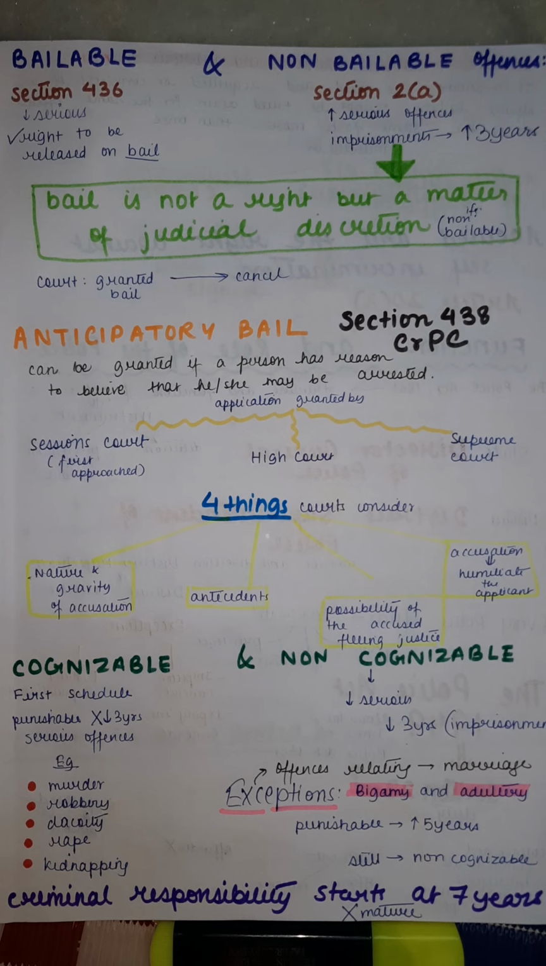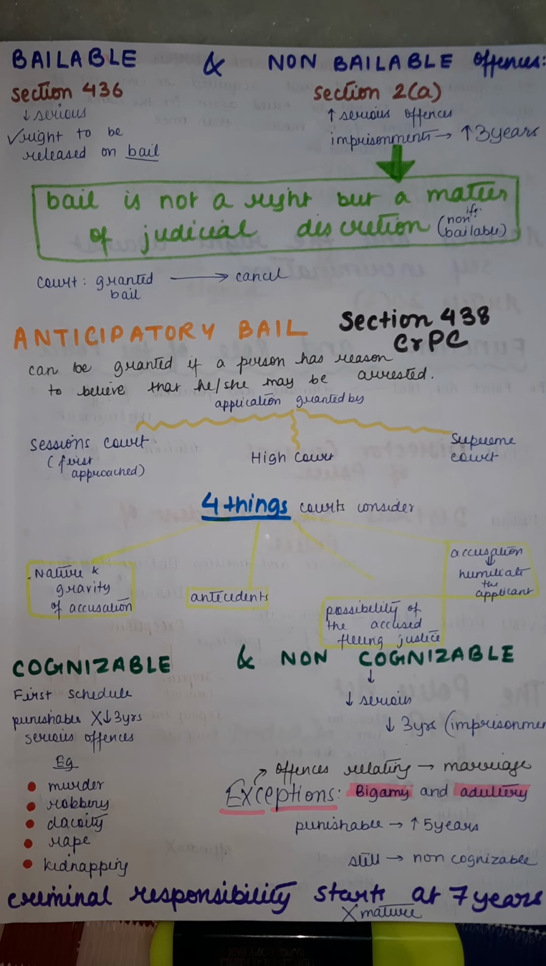And cognizable offenses, on the other hand, are the very serious offenses like murder, robbery, dacoity, rape, kidnapping. All these are cognizable offenses. Now, any offense which is punishable for not less than 3 years or are serious offenses, those are cognizable offenses. And what is the source from which we know about this? The first schedule of the CrPC. And there are certain exceptions too.